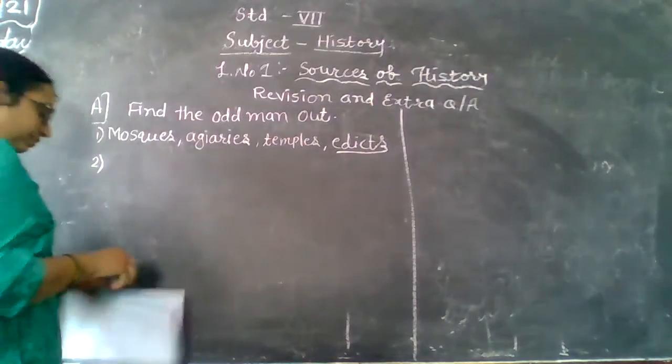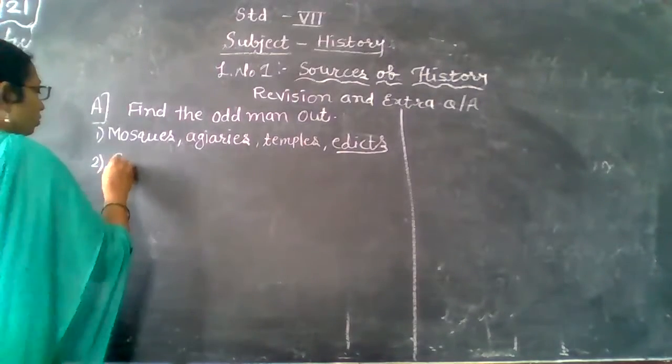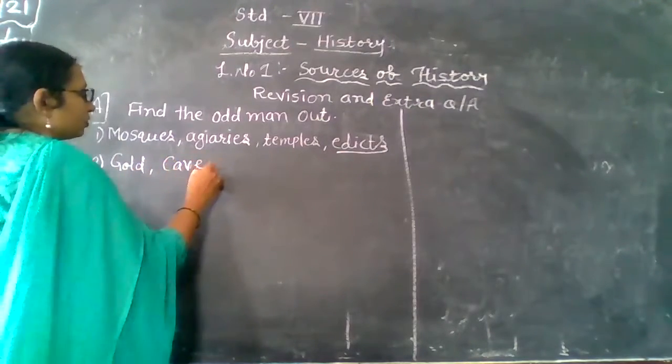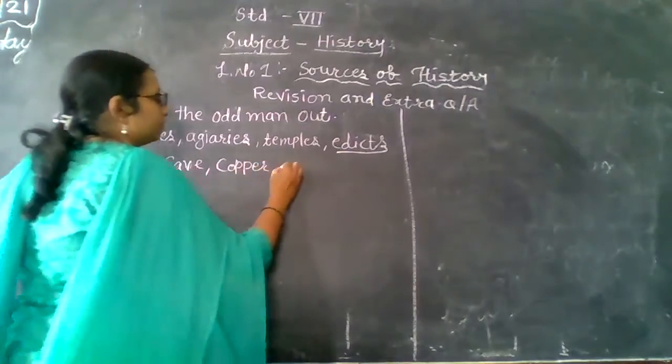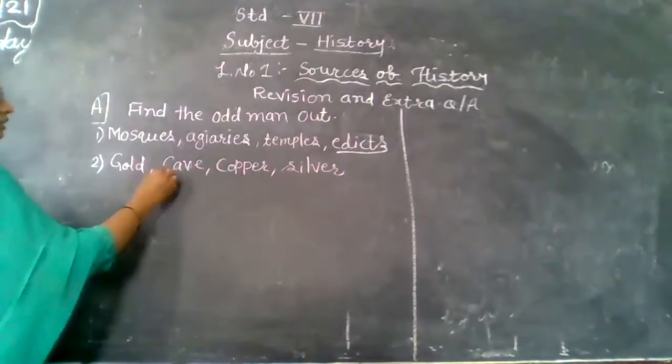Number 2. Gold, cave, copper, and silver. Your answer is cave.